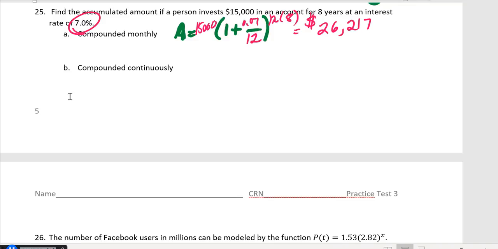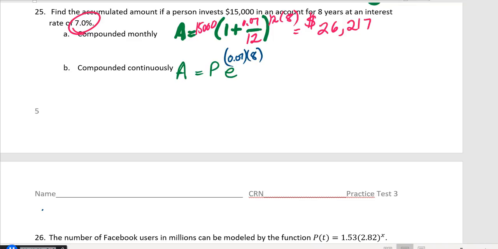Now, continuously is a different formula. You need to memorize it or write it on your card. Since it's continuous, since there's no number of times per year, you notice there's no N in this formula. Instead, there's only an R. So in place of R, I'm going to write our rate, which is 0.07. And in place of T, I'm going to write 8.